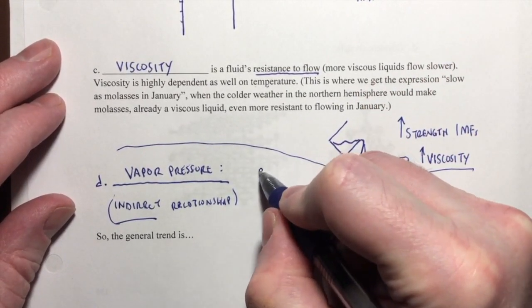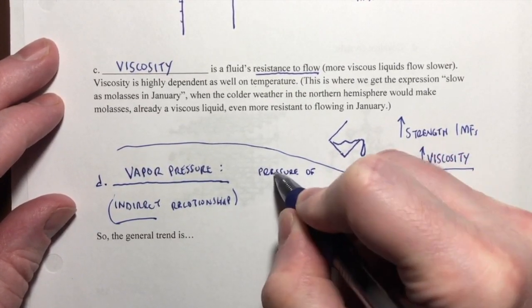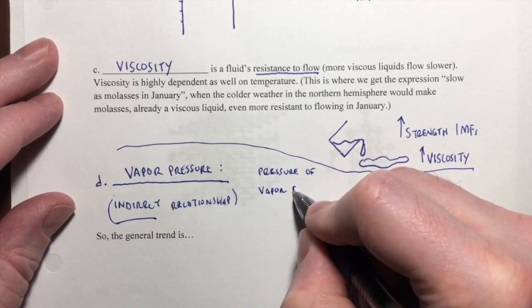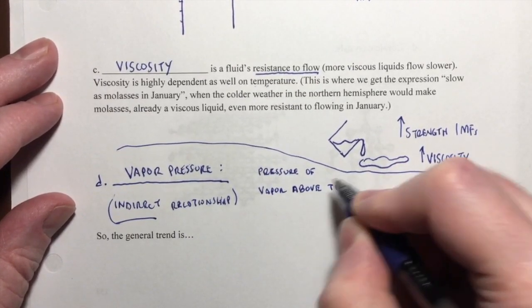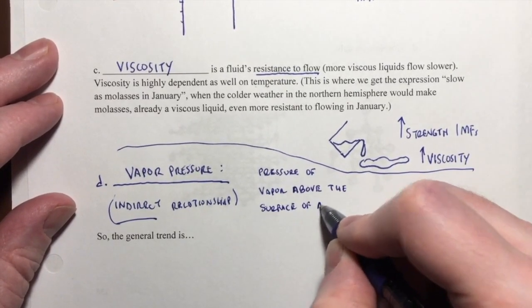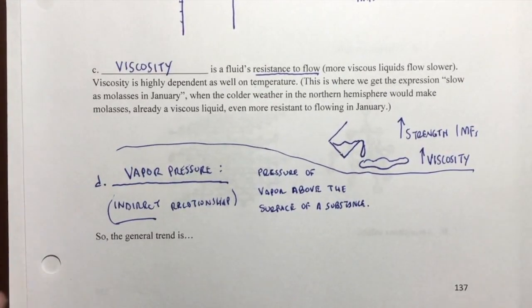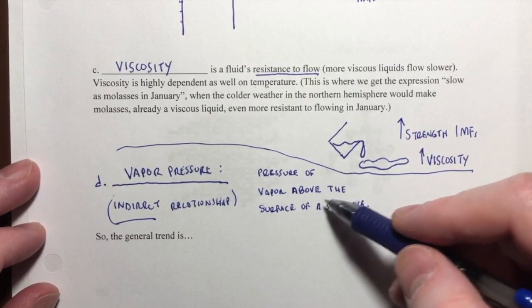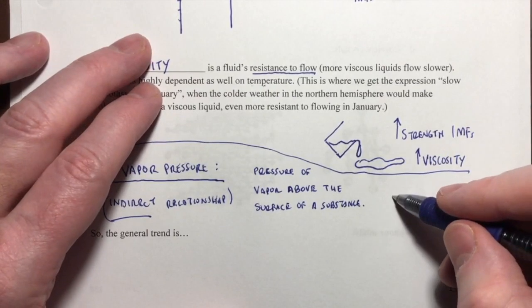So it is the pressure of the vapor above the surface of a substance. So vapor pressure is the pressure of vapor that is above the surface of a substance. Let me draw a little bit of a diagram here to illustrate what I mean.